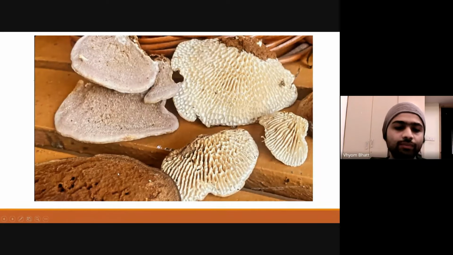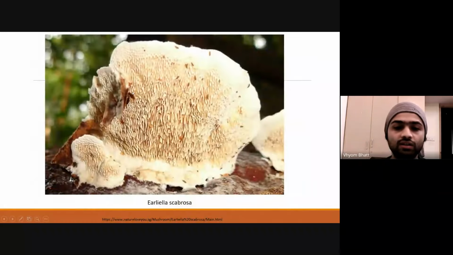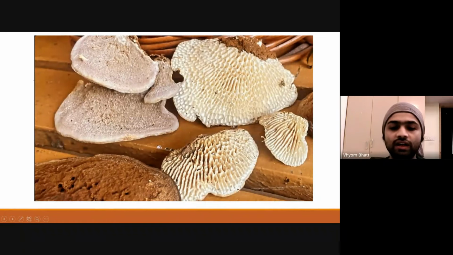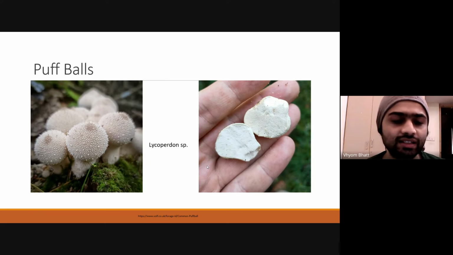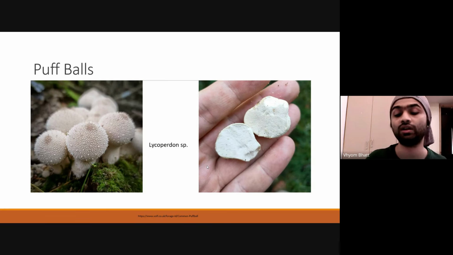This is like a rotting sample of Ganoderma. This is Earliella scabrosa, which this one over here again. And this is another Trametes, maybe flavida. Okay, next slide. Then we have puffballs, another third type of stature type category, very common.